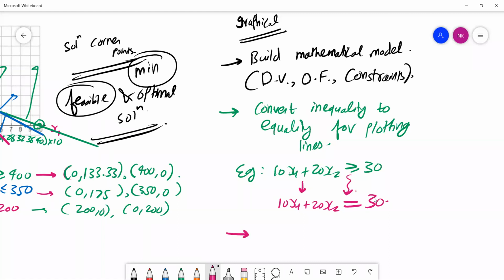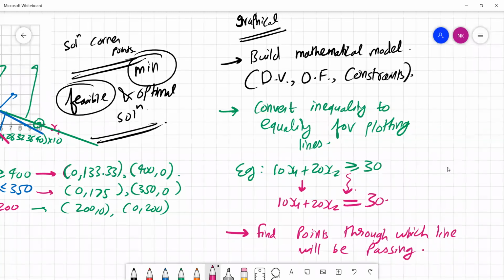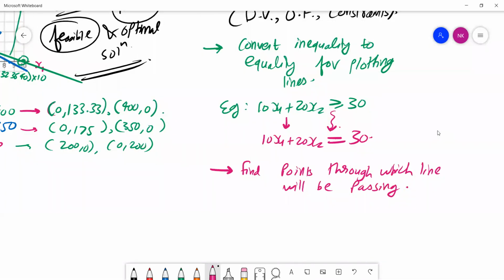Now, the third thing that you need to do is find points through which the line will be passing. So how can I find the points through which the line will be passing? For drawing a line, I will be requiring 2 points. Minimum 2 points are required to draw a linear line.